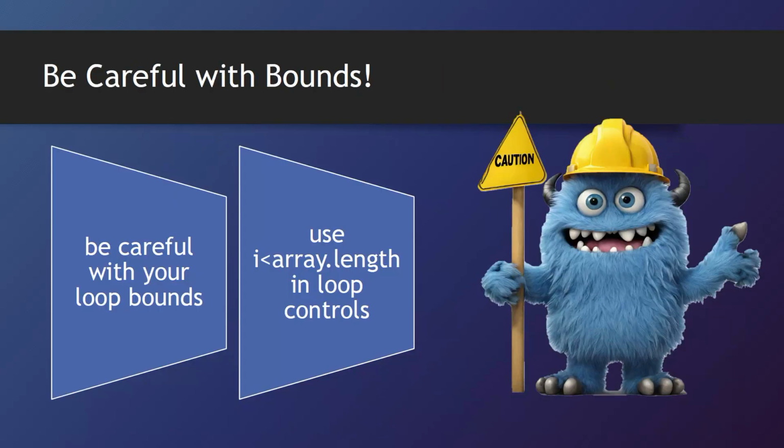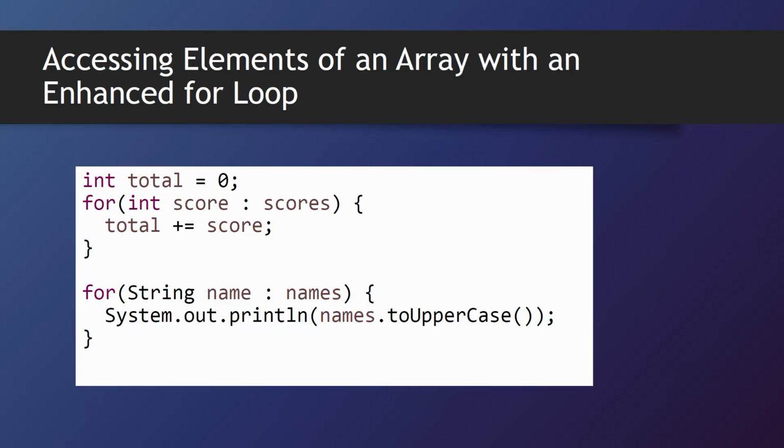In general, be careful with array out-of-bounds and off-by-1 errors. Having your code crash with an array index out-of-bounds exception is always preventable. In loops, use less than and not less than or equal to avoid going out of bounds. You can also use a for each loop or enhanced for loop to access the elements in an array. The for each loop allows you to iterate over every element in your array without using the indices directly.